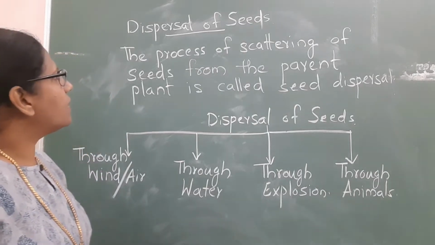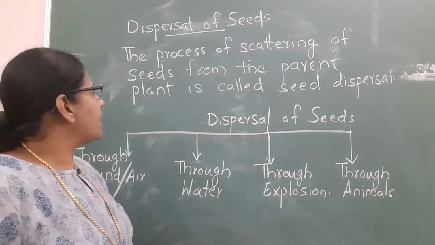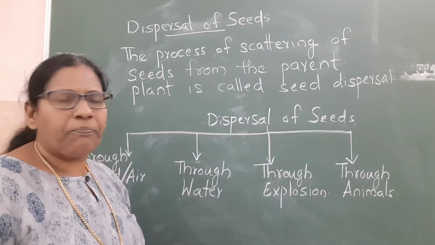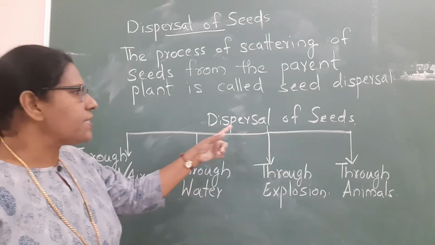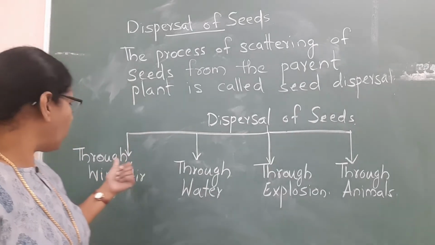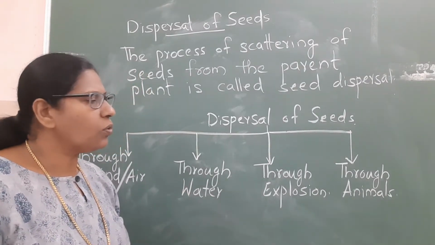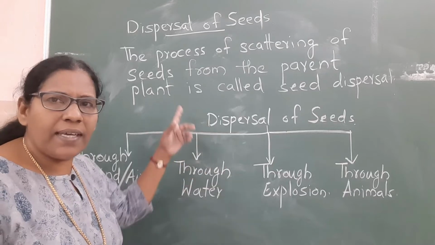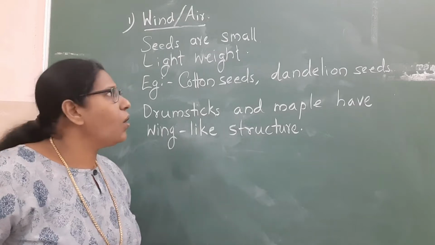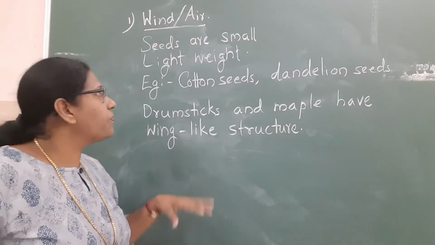What is dispersal of seeds? The process of scattering of seeds from the parent plant is called seed dispersal. Now this dispersal of seeds takes place in 4 ways: through wind or air, through water, through explosion, and through animals. Now we'll see these ways in detail. Dispersal of seeds: how wind or air disperses the seeds.